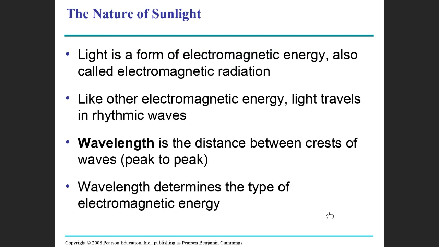So let's talk about light, first, because light energy is being used, so you need to understand something about light. So light is a form of electromagnetic energy, a form of electromagnetic radiation. Like all other forms of electromagnetic energy, light travels in rhythmic waves. So it travels in waves. The wavelength is the distance between the crests of the waves, so from peak to peak. And the wavelength determines the type of energy.